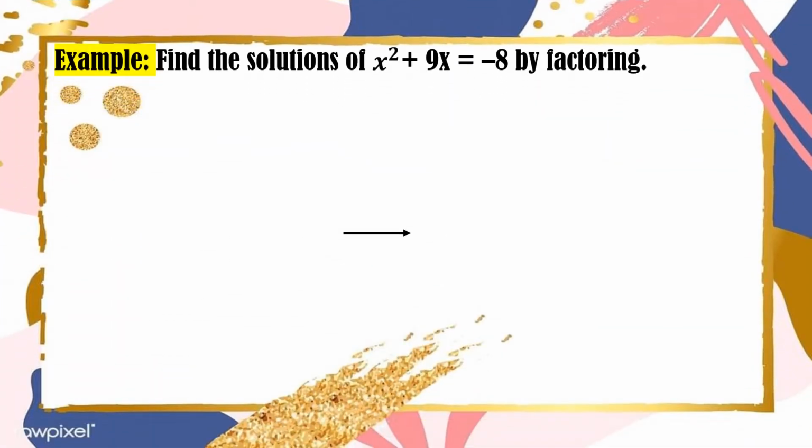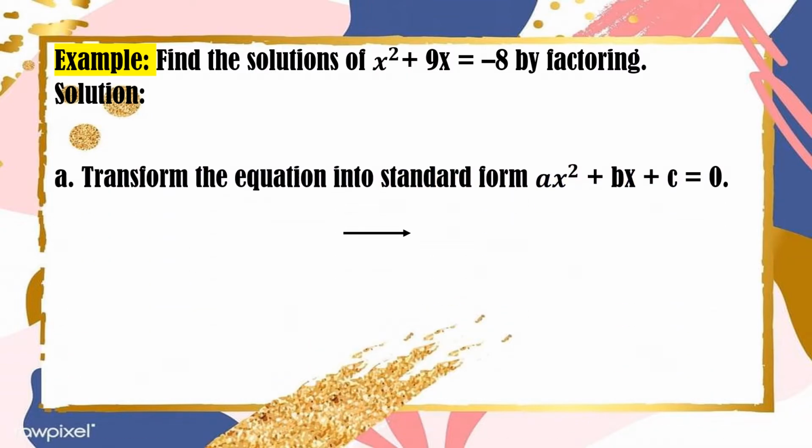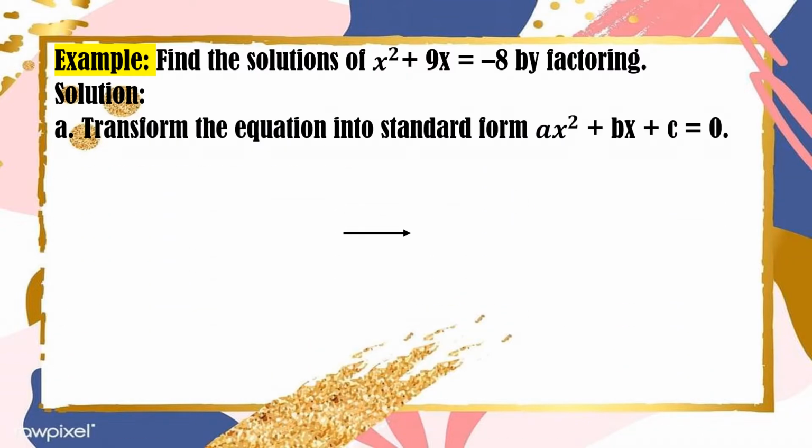Example: find the solutions of x squared plus 9x equals negative 8 by factoring. Solution: A. Transform the equation into standard form ax squared plus bx plus c equals 0. So, in the quadratic equation x squared plus 9x equals negative 8, we need to transpose the constant negative 8 to the left side, then it will become x squared plus 9x plus 8 equals 0.